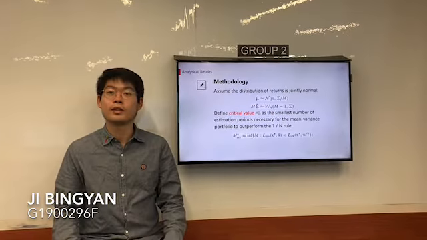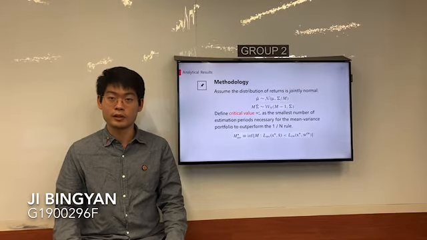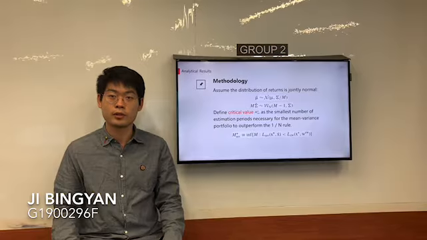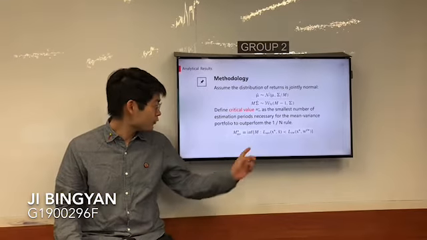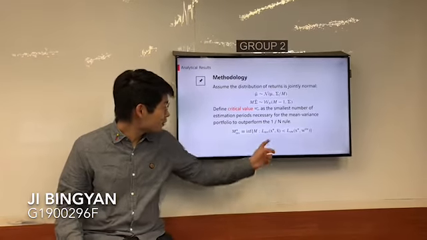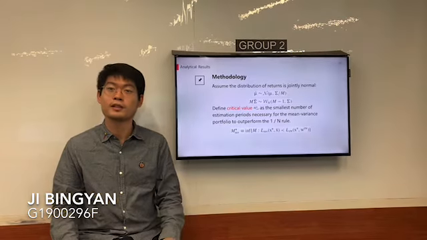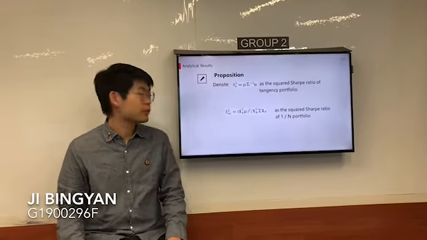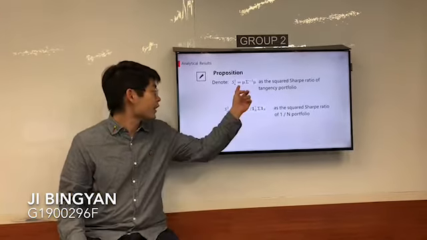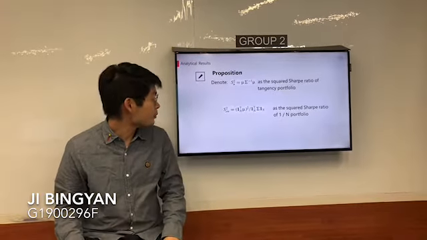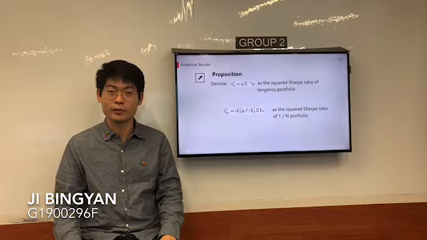Then, we define the critical value as the smallest length of the estimation period that is necessary for the mean variance portfolio to outperform the equally weighted portfolio. Formally, it's defined as the infimum of the m which makes the mean variance portfolio perform better, that is, the loss is smaller. Then here come the three propositions. First, we denote S star as the Sharpe ratio of the tangency portfolio, and S_EW as the Sharpe ratio of the equally weighted portfolio.